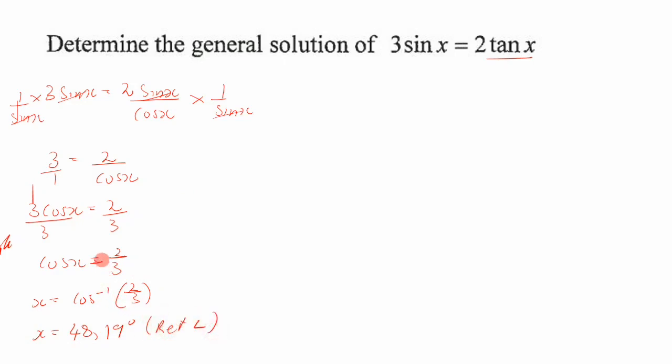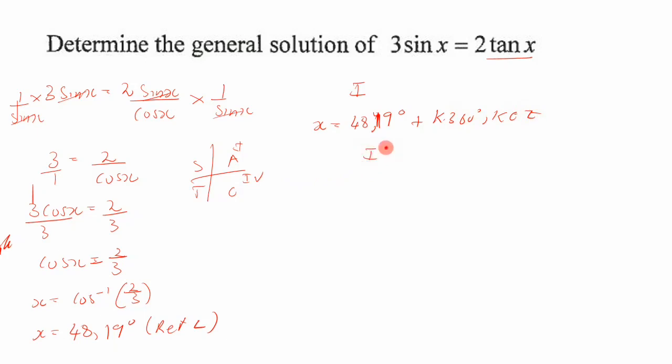So what are we looking for? We come and check here. We are looking for the quadrant where cos is positive. Approaching our CAST diagram, we know cos is positive in the first and the fourth quadrant. For the first quadrant, we have x is equal to the reference angle as it is: 48.19 degrees plus k times 360 degrees, where k is an element of the integers.